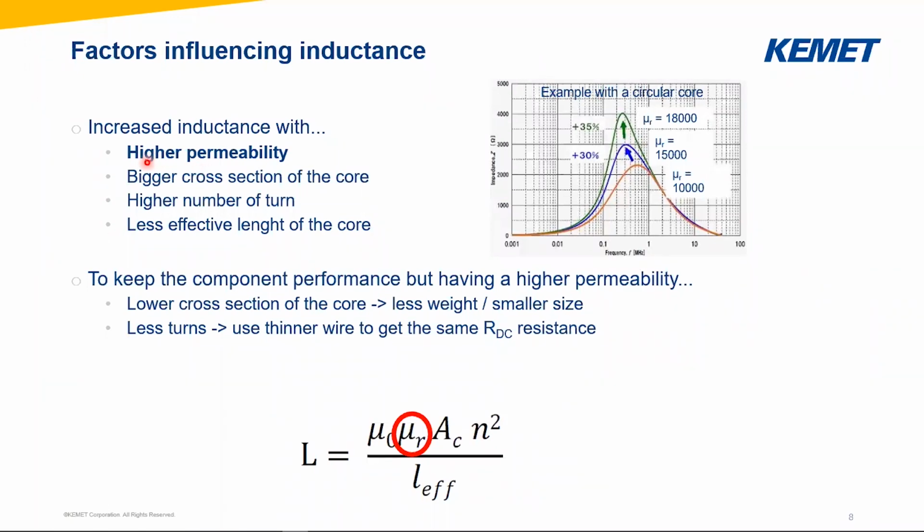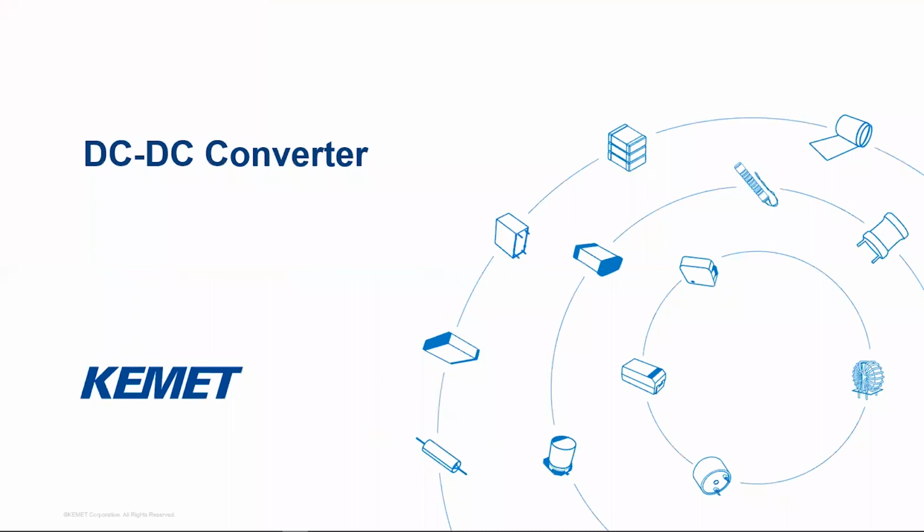So I can increase the inductance with high permeability, with a bigger cross-section, with a higher number of turn, and with less effective length of the core. This is the way we as manufacturer can do this. The good thing is you don't have to look at this point. So trust in us, we have done this already. And therefore, we can now go into the DC-DC converter, one very interesting application for our power inductors.